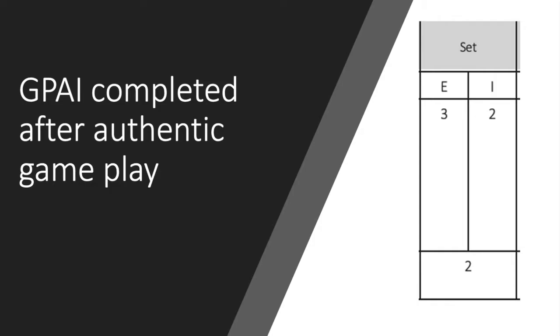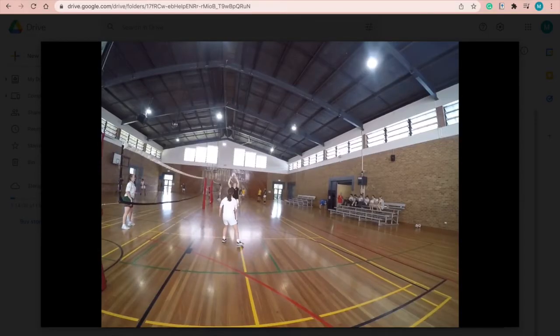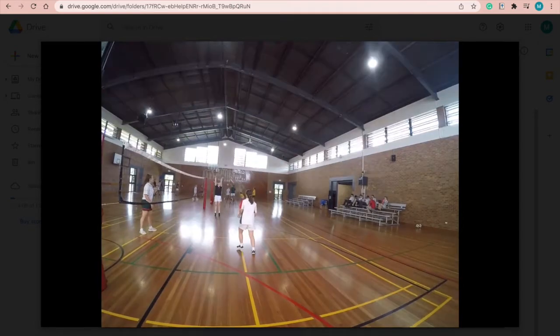A massive limitation to my tactical strategy is it does not persist when going back to an authentic game situation. As can be seen in the GPI completed after another authentic game, I had 3 ineffective sets and only 2 effective sets, which is a significant decrease. The tactical strategy was not present in an authentic game as seen in the primary video data. The ball goes over the net.